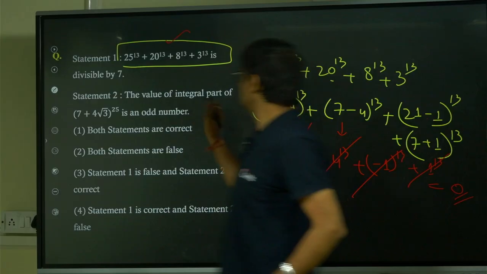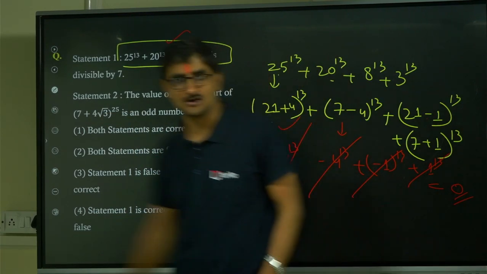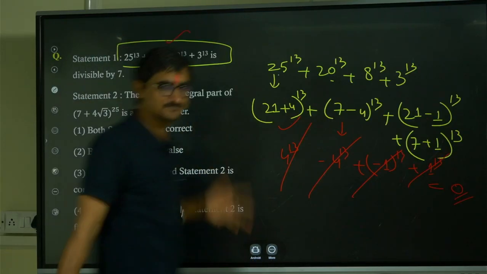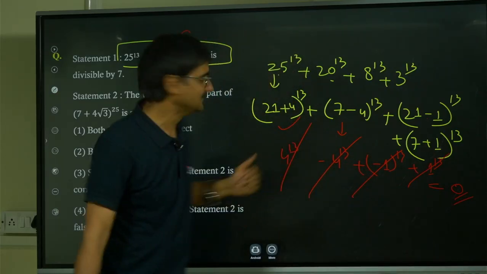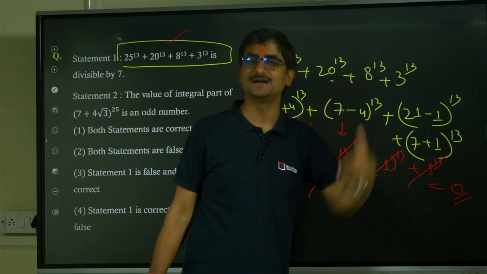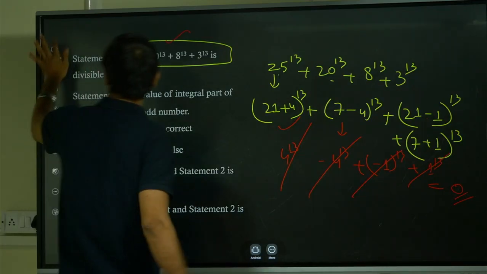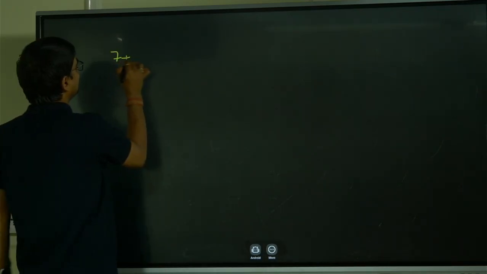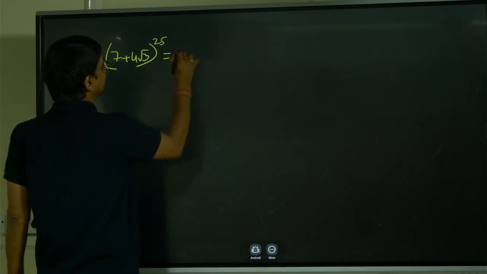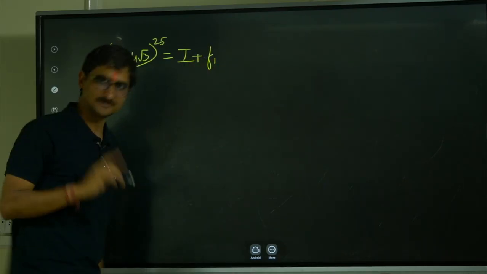Now the next is the value of the integral part. 7 plus 4 root 3 raised to power 25 is an odd number. Now that is interesting. See, they have mixed the things very well. I mean, they have used two totally different applications of binomial. One is to find remainder, and the other is a very typical question of binomial, where we say find the integral part. Of course this is a real number, so it has some integral part and some fractional part. Let's say this is f1, fine.